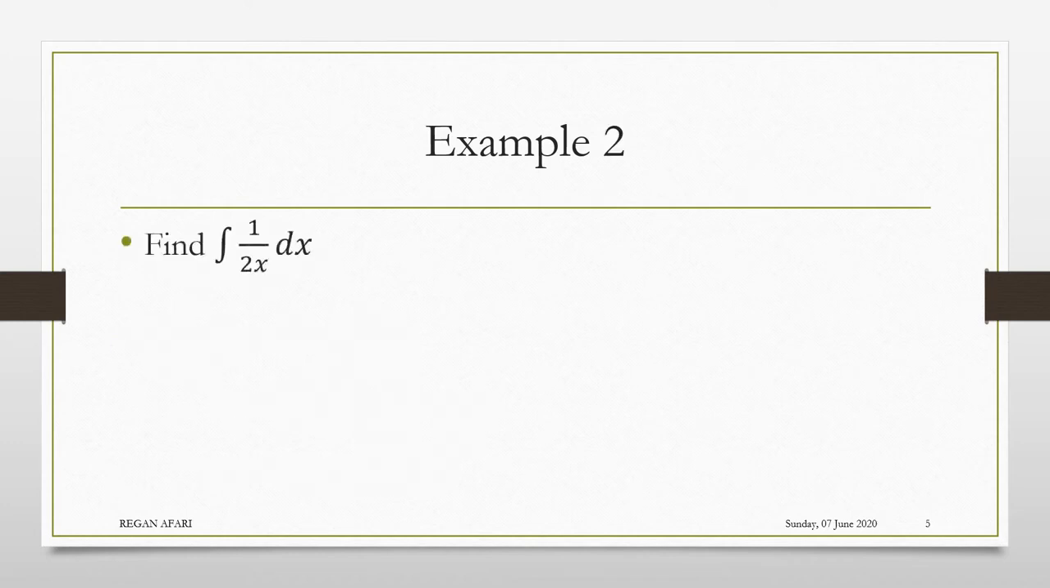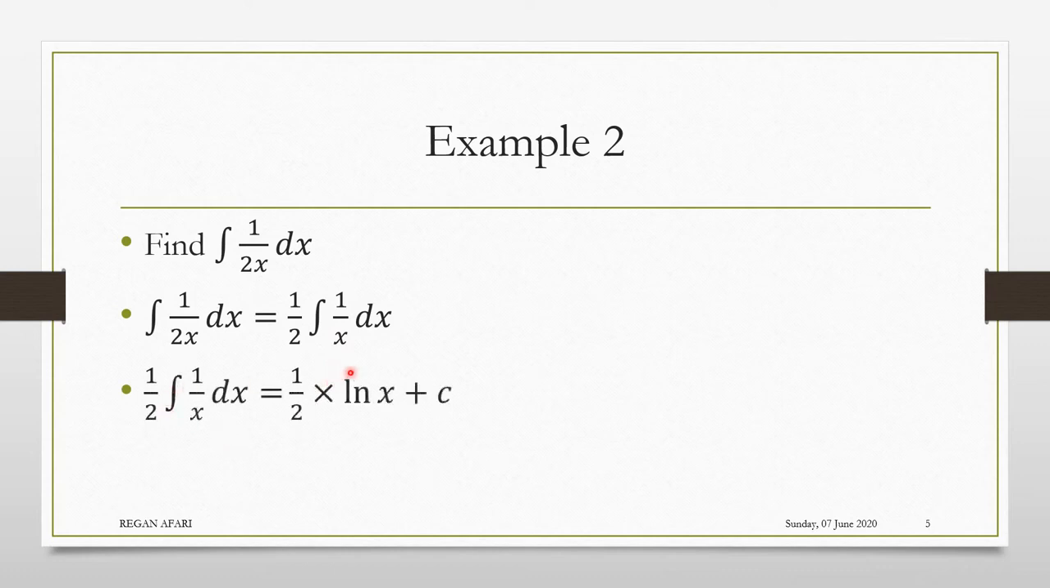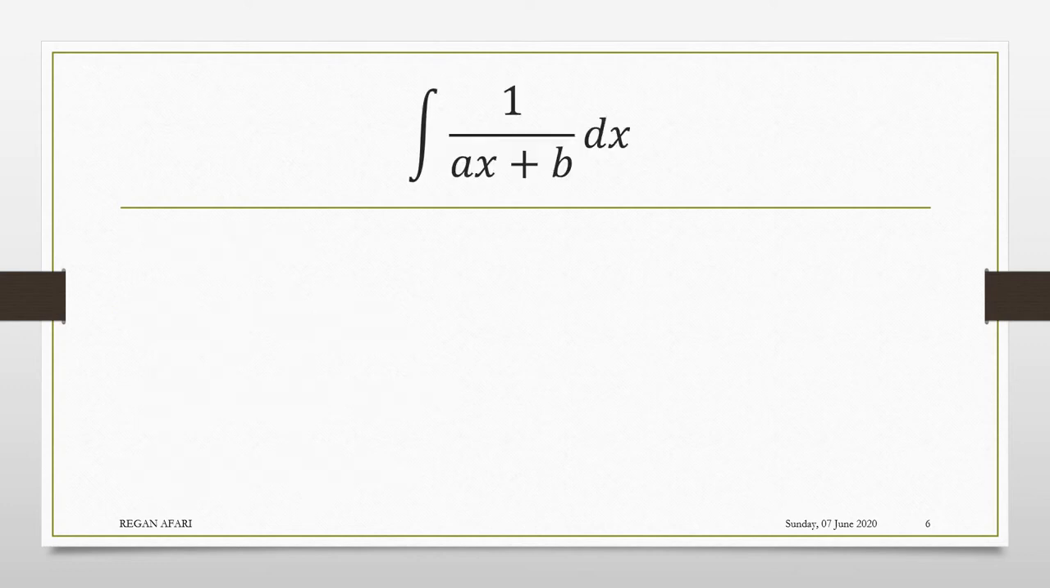Let's take another one. Example 2. We have the integral of 1 over 2x dx. This one too, we can factor out half. When we do, we are left with 1 over x, and we said 1 over x is what? Ln x. So half times ln x will give us ln x over 2, plus c. Very simple. How about when we have 1 over ax plus b?